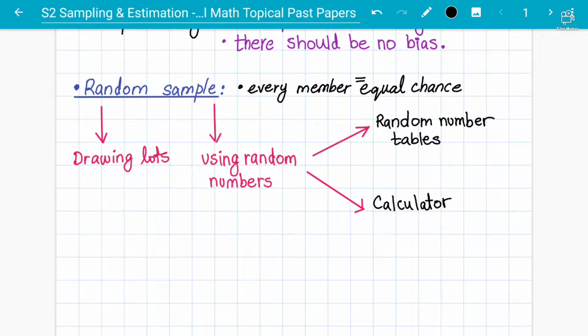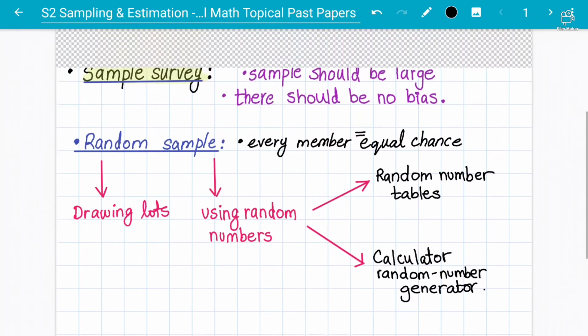The calculator will generate the random numbers for you. So I'm going to explain both of them. Let's write it down: calculator random number generator. So we need to understand how we can choose the sample survey, the random sample, by using random numbers and by drawing lots, and that is how the random sample will come in.